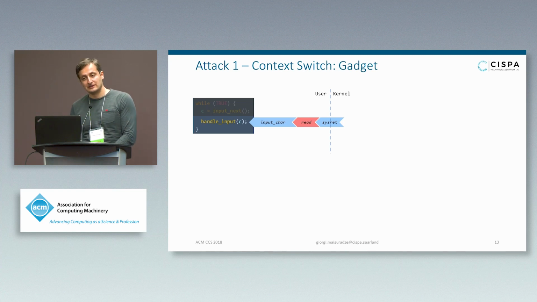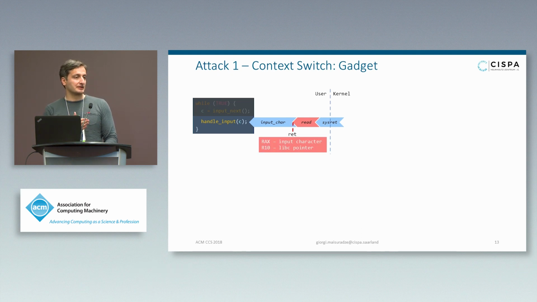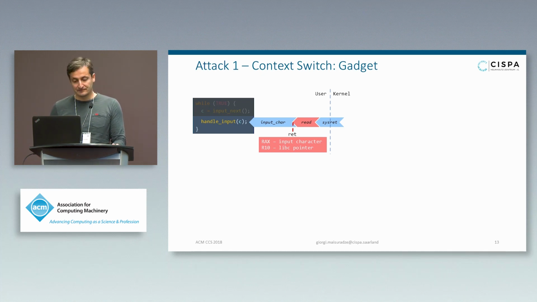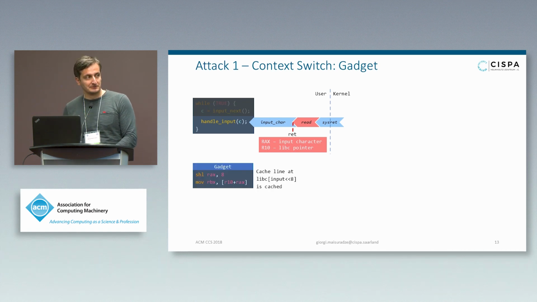And our final goal is to leak the keys as they are being typed by the user. And to see what the gadget will look like, we need to look at the execution context right before the return instruction is executed. This is the context that will be used in speculative execution. And looking at that, we see that RAX will contain the input character that was returned by the operating system, and R10 will point somewhere inside libc. And why it is important is that libc is shared memory between the attacker and the victim. And this means that if the victim touches any of the cache lines inside libc, then the attacker can use a cache side-channel attack to measure that. So one of the possible gadgets that can be useful here is the following two instructions.